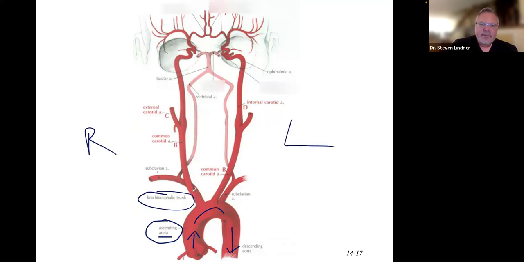So from that brachiocephalic, we can see that one of the main blood vessels coming off is going to be the vertebrals, and another is the common carotid. Whenever you hear the word common, we know it's going to divide into an external and an internal. This is the internal carotid coming upward.